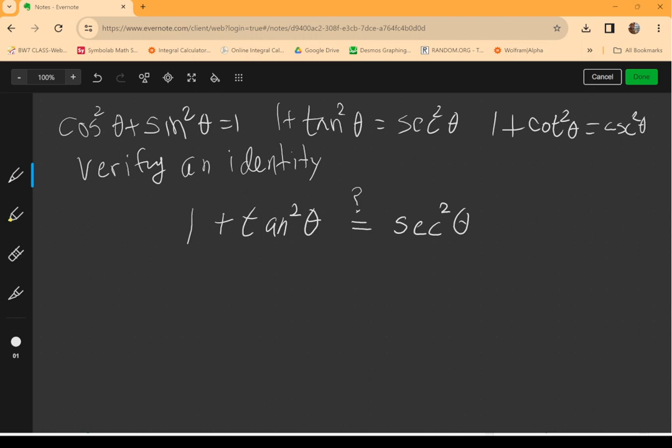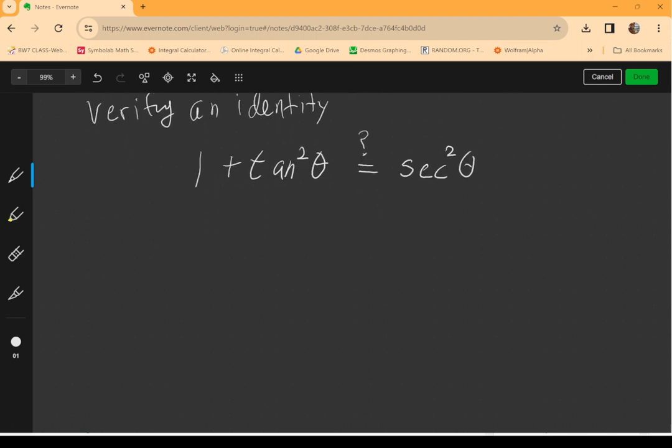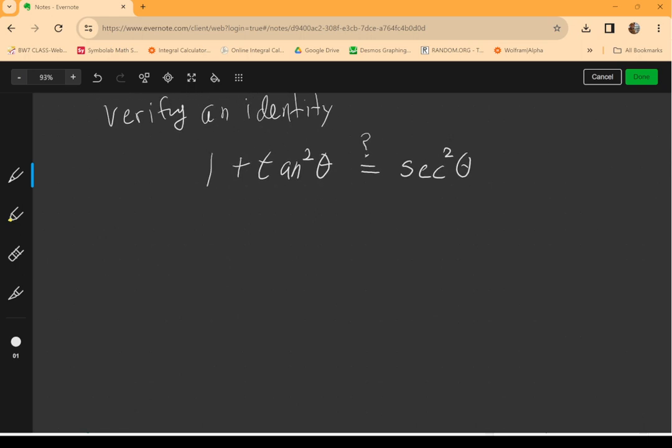So when you come across a problem verifying an identity, a good help might be to draw a line down the equal sign. You want to avoid adding or subtracting something to both sides of the equation. What you want to do is pick a side, the left or the right. And again, there's not necessarily a right answer to it. We can work with either one.